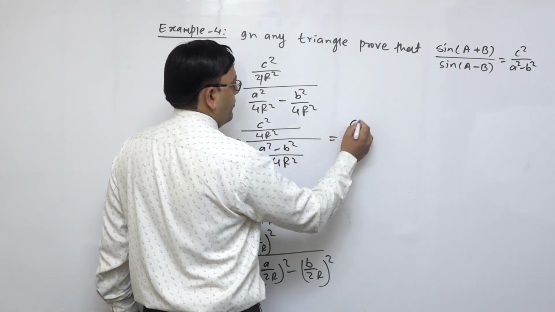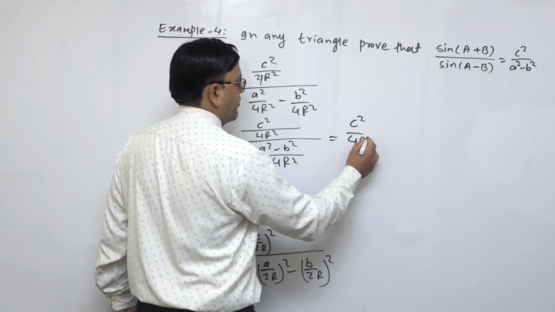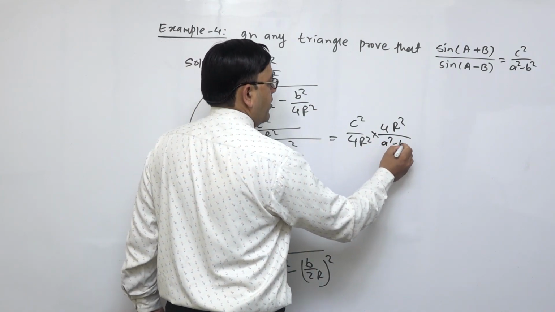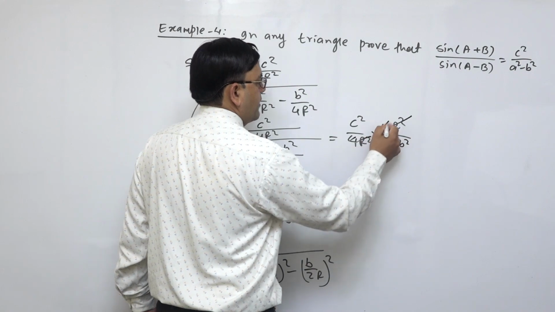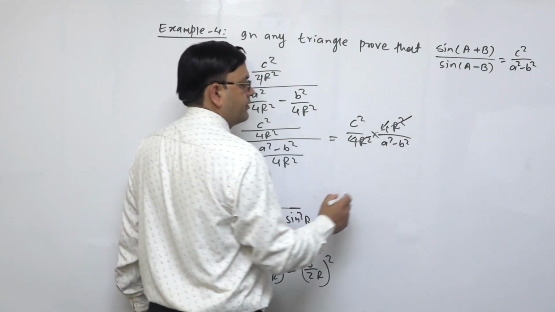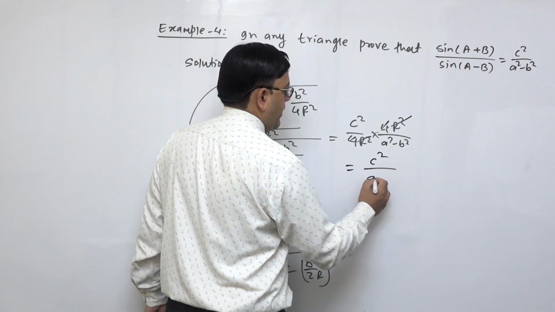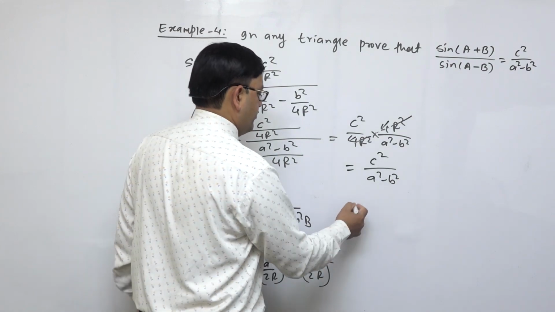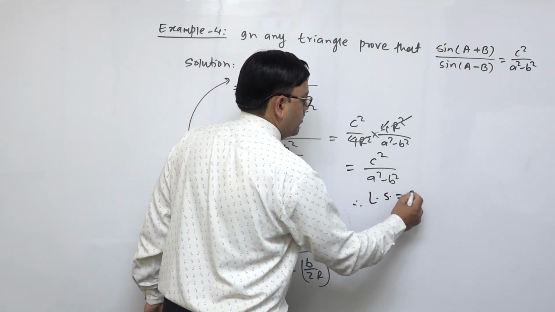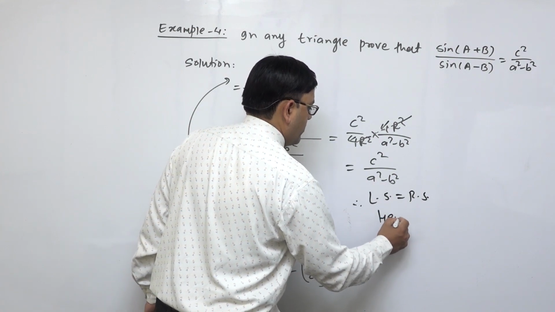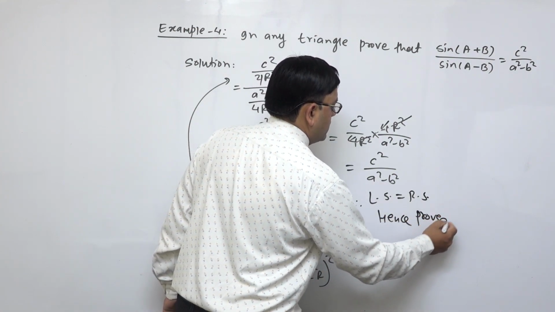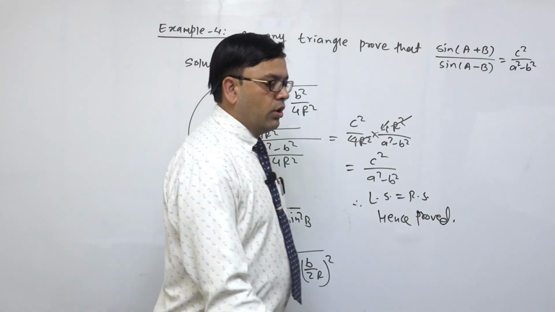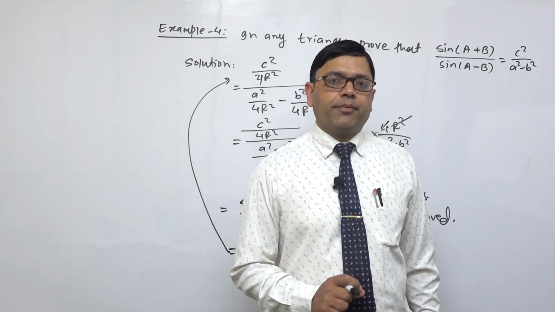So we can write c square by 4R square times 4R square by, reversing this one, a square minus b square. We can cut this R square and this 4 also. So we have here c square by a square minus b square, which is the RHS. Therefore left side is equal to right side, hence proved. Students, in this way we prove this example 4. Now we are going to look at another example of a different type of question.